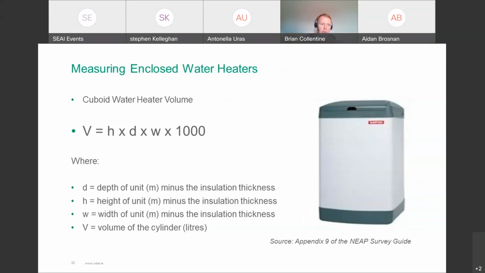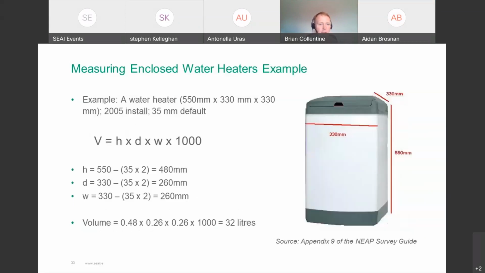So here we have a cuboid as opposed to a cylinder setup. Here it's height by depth by width. The important thing is to take off the insulation thickness when it's a cuboid as well in your calculation, and you multiply that by 1,000 to bring that back to liters. So here's an example, a water heater 550 by 330 by 330. We have it installed, presumed 2005, so we're assuming a 35 millimeter default in terms of insulation.